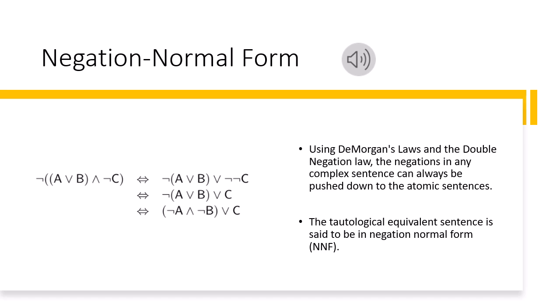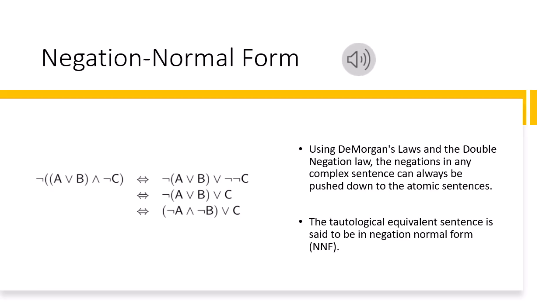Next, we'll use double negation. So remember, double negation just says that two negations in a row cancel one another out. And so on that second line down, we replaced negation, negation C with just C. And again, you can do that because of the double negation law.